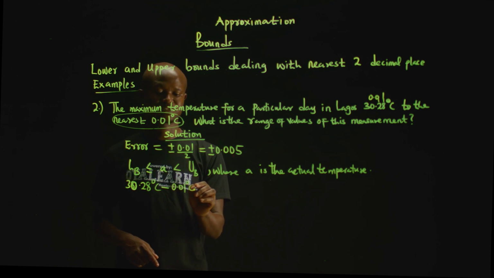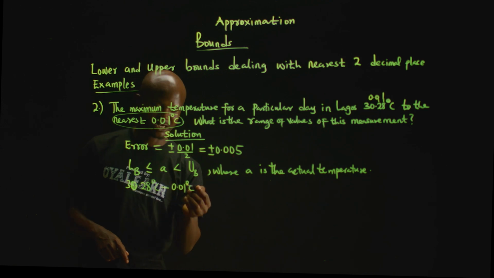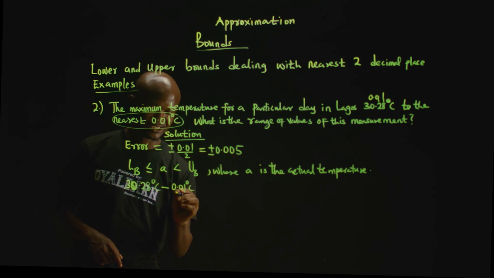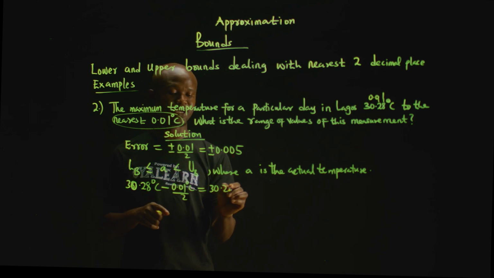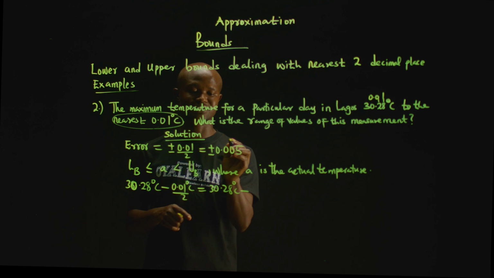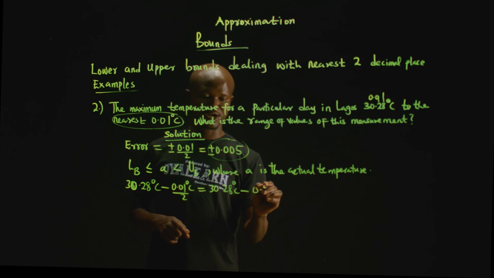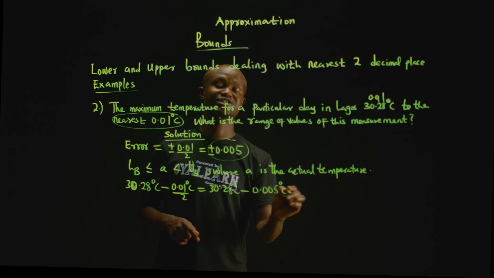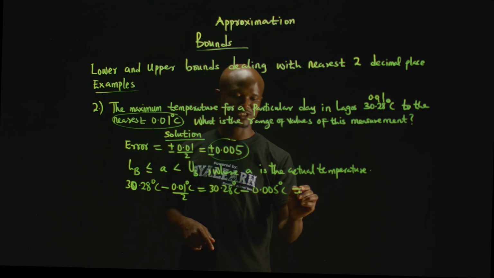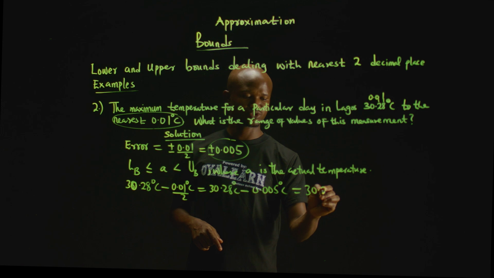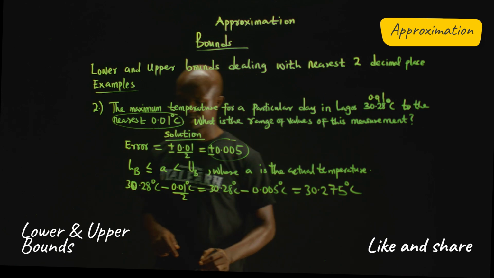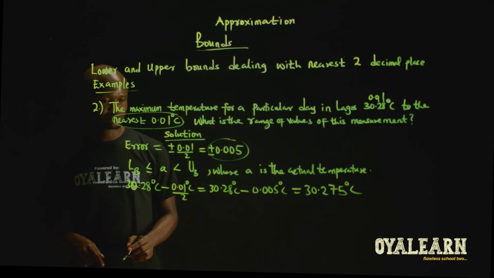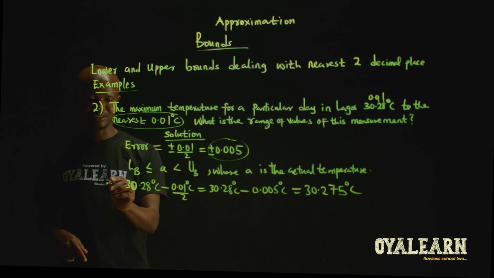0.01 degrees Celsius. 0.01 degrees, this is like over 2, but we can just write it direct. That's 30.28 degrees Celsius minus the same thing, 0.005 degrees Celsius. So this will give us what? 30.275 degrees Celsius. Now that's for the lower bound.